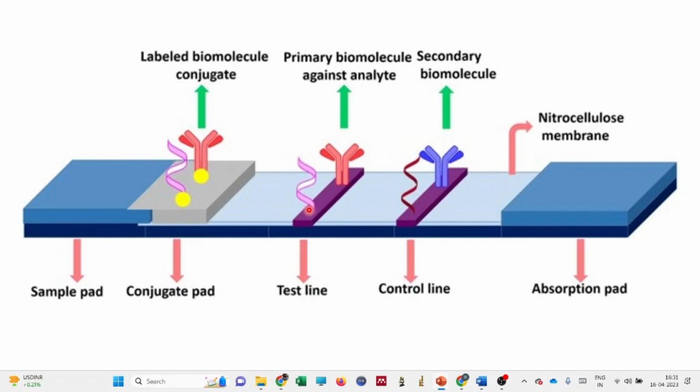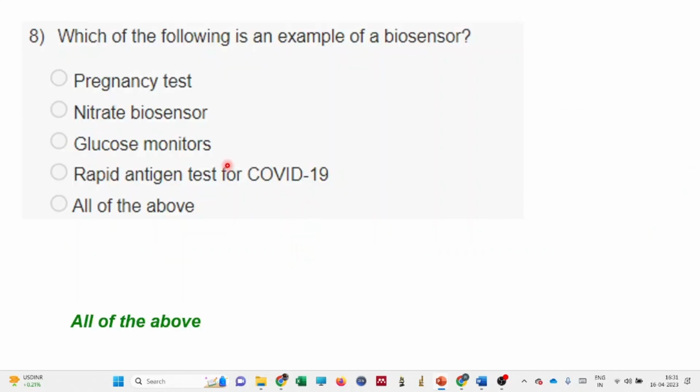A nitrate biosensor is also a biosensor. In the case of a nitrate biosensor, the biological component would be an enzyme that specifically interacts with nitrate, and the transducer would then convert the resulting biochemical signal into a measurable electrical or optical signal. Nitrate biosensors are often used in environmental monitoring applications to detect nitrate levels in water or soil, as well as in agriculture to optimize fertilizer usage.